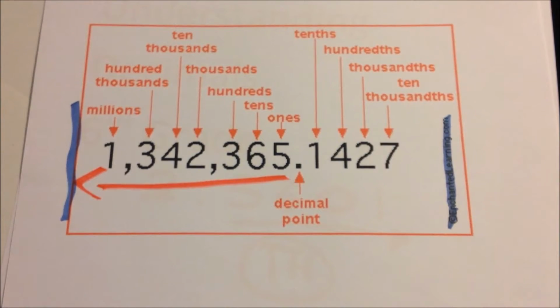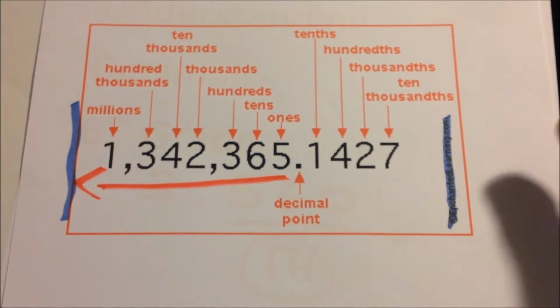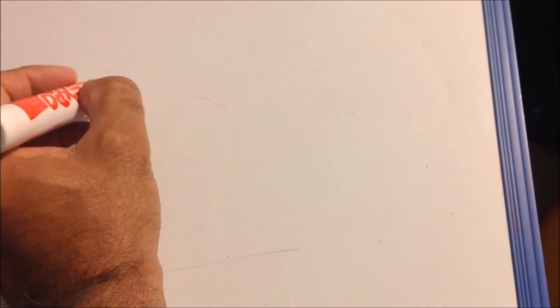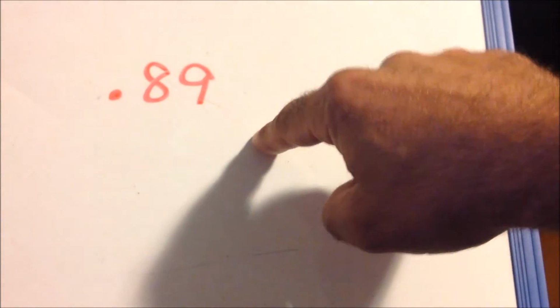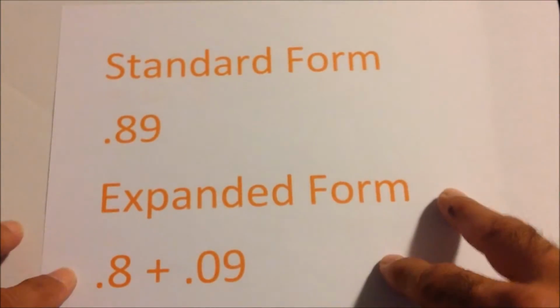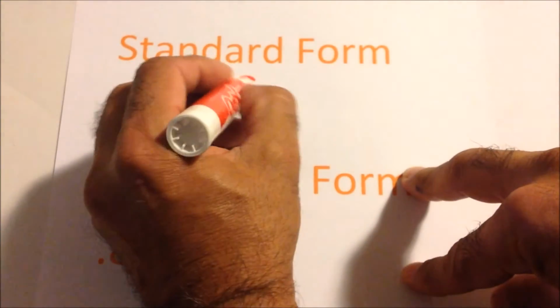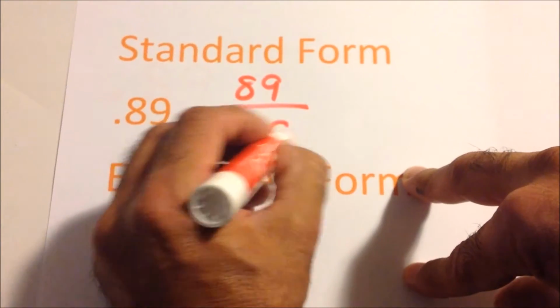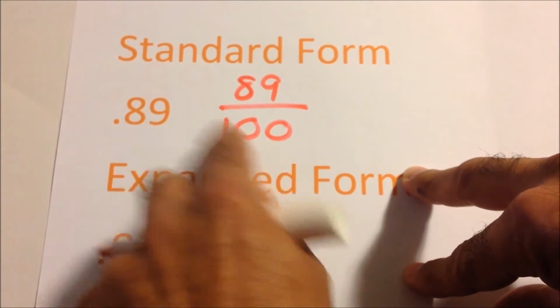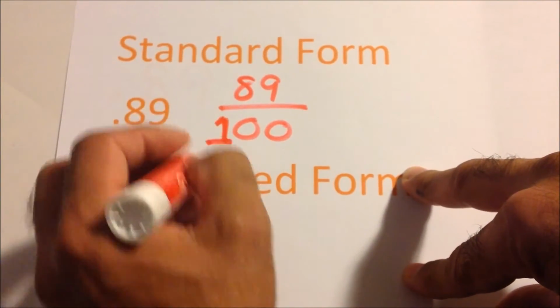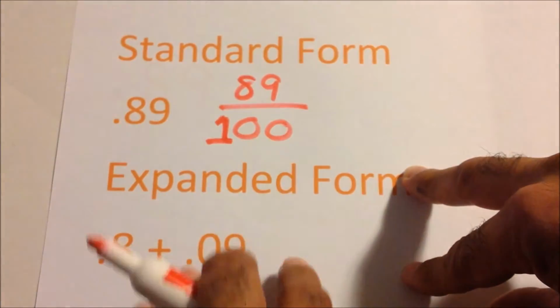So we have standard form and we have expanded form, which we also did in 5th grade. So let's say we had a number 0.89, that's in standard form, and we could put it in expanded form. We know this is 89 hundredths because the last number's in the 100th place, so that's what we put. We always put the last number in the denominator. So this is 89 hundredths.